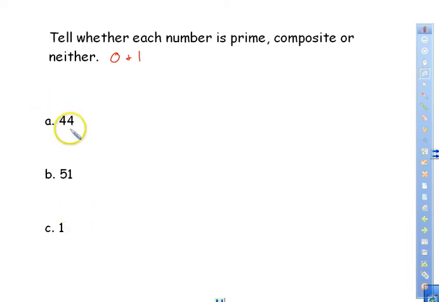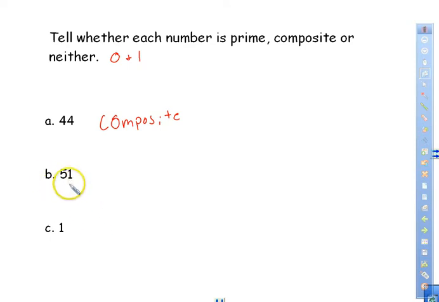All right, looking at A, first of all, is it an even number? If it is, we know that it has other factors because 2 will divide into it, and it is even, therefore composite. It's not writing well for me today, so bear with me here.